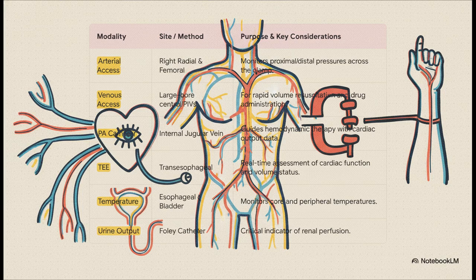Of course, we need multiple large-bore IVs and a central line because we know we're going to be giving massive amounts of fluids and drugs. A PA catheter can give us advanced cardiac data if we need it, and the TEE is our eye inside the chest. It gives us a real-time, beat-to-beat assessment of cardiac function and volume status. It's absolutely indispensable.